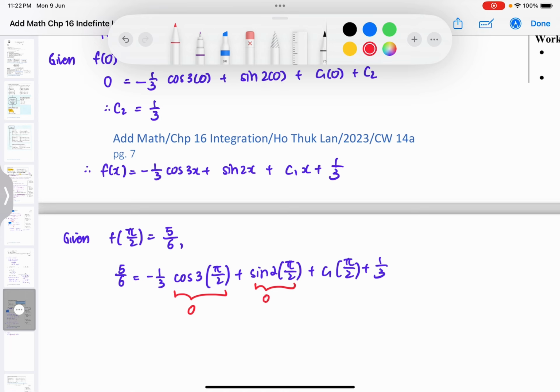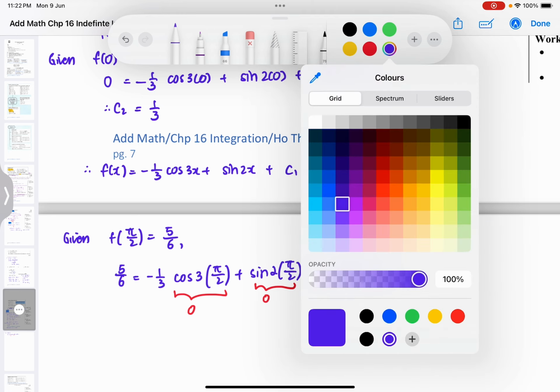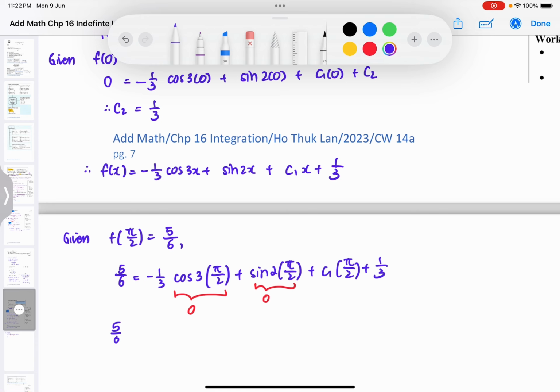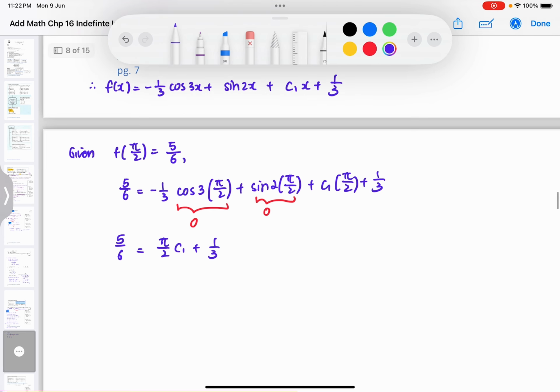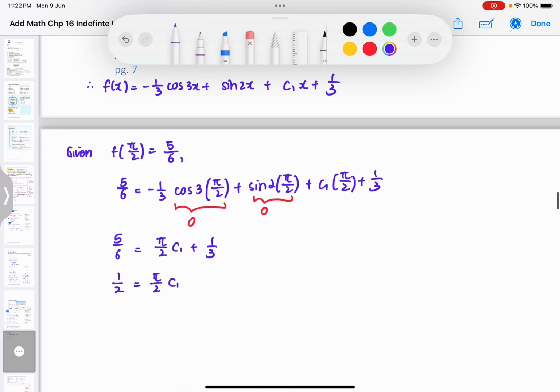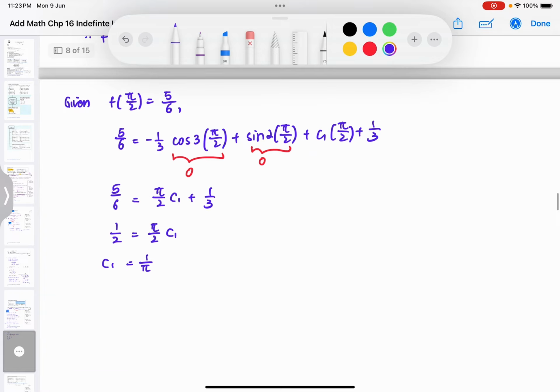So this will now give me 5/6. Sorry, I have to minus the 1/3. Never mind, let me not skip steps. 5/6 is equal to pi over 2 c1 plus 1/3. Then I bring the 1/3 to the other side and minus away, it will be a half. So c1 is equal to 1 over pi. So therefore, I have found my expression for f of x: negative 1/3 cosine 3x plus sine 2x plus x over pi plus 1/3.